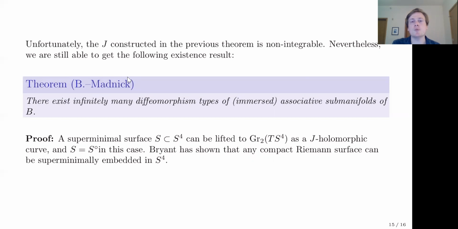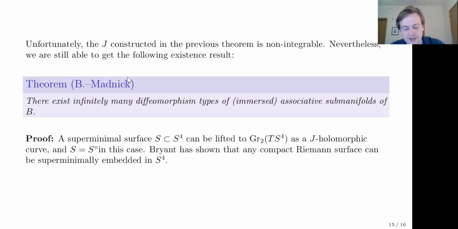So then what you want to do is ask, how can I construct these superminimal surfaces? Well, Robert Bryant, in a paper in the 1980s, showed that any compact Riemann surface can be embedded in S4 as a superminimal surface, which is great because then you have any possible Riemann surface you can do this construction to, and you're going to get some immersed associative submanifold that's a circle bundle over this Riemann surface. So in that way, you get infinitely many diffeomorphism types of associative submanifolds here.